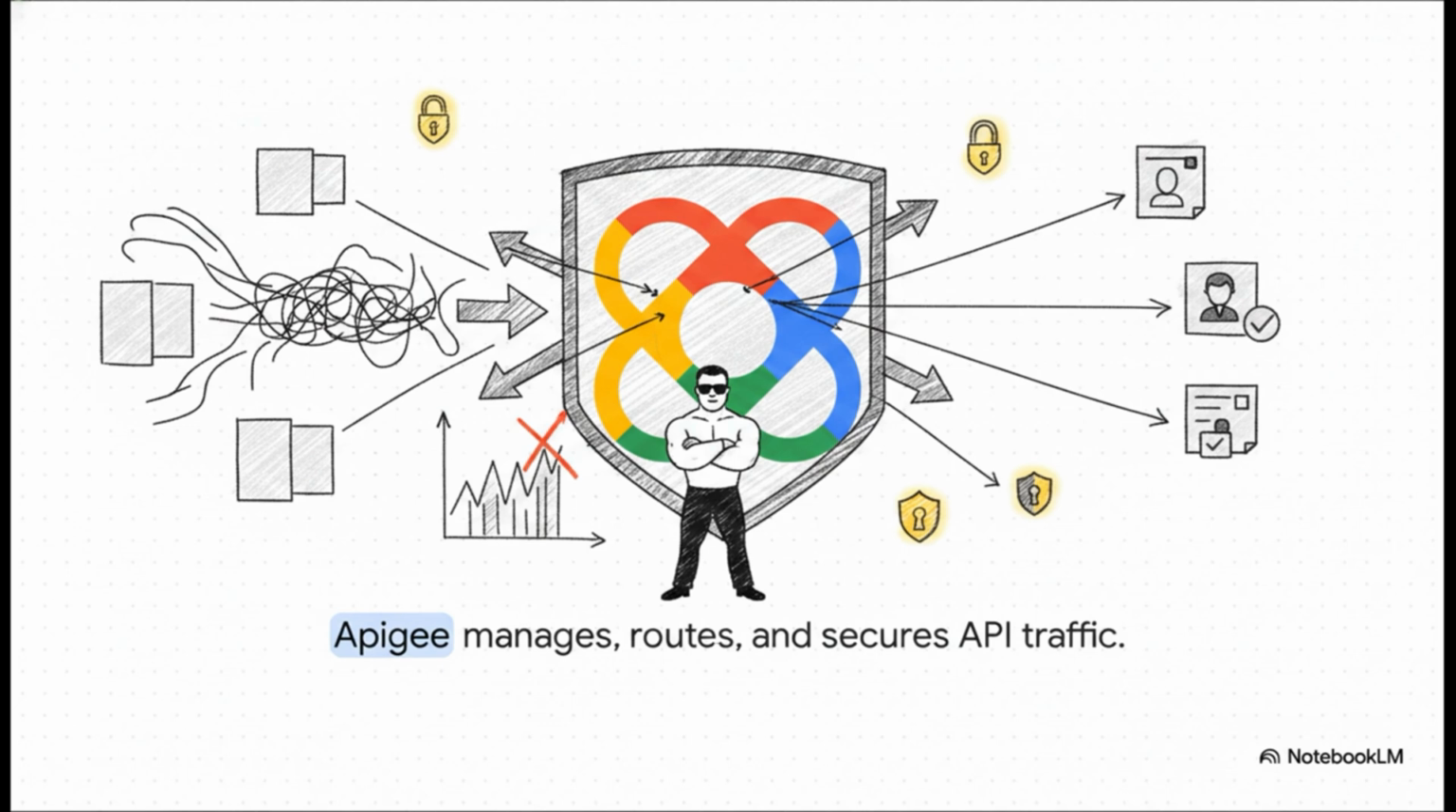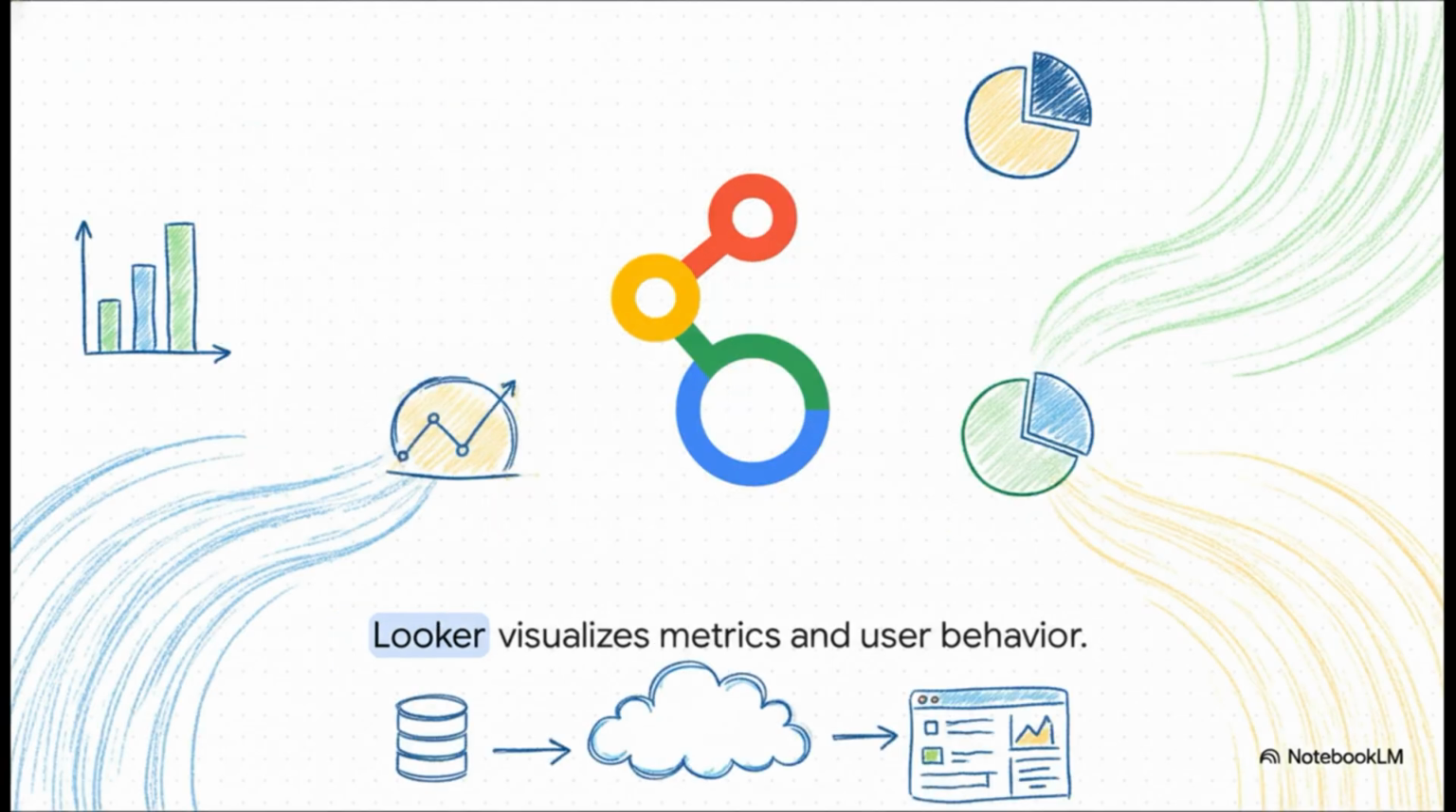It sits in front of those endpoints to make sure you don't get taken down by a sudden spike in traffic, it validates user authentication, and it monitors exactly who is requesting what. And to visualize all those metrics, user behaviors, and business intelligence flowing through the APIs, this stack relies heavily on Looker. Once your application is out in the wild, Looker connects to your data warehouse and turns millions of rows of data into beautiful, actionable dashboards. It literally lets you see the real-world impact of the code you just vibed into existence.